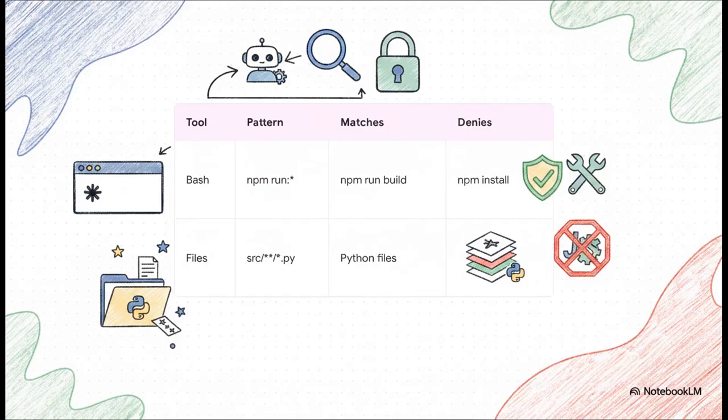The crucial point here is just how incredibly granular you can get with these matching patterns. For bash commands, you use wildcard prefixes. So setting the pattern to npm run * lets your agent build your node project using npm run build without giving it the keys to the kingdom to execute a rogue npm install. For file tools, you can use glob patterns like src/**/*.py to restrict the agent's access to only Python files inside the source directory. It's a real game changer.